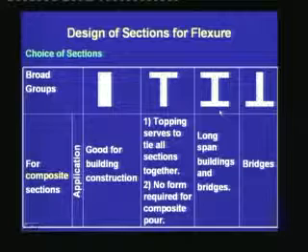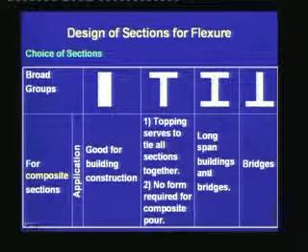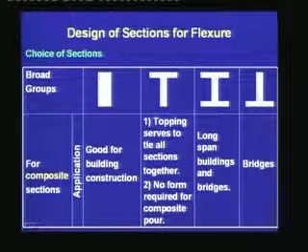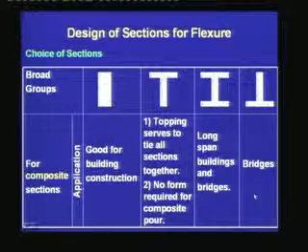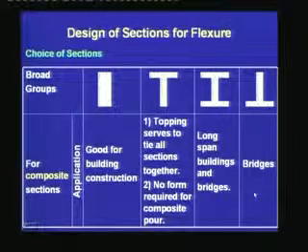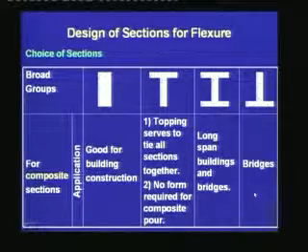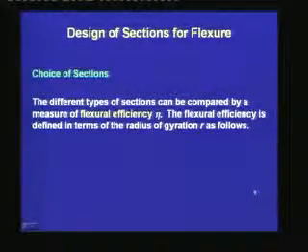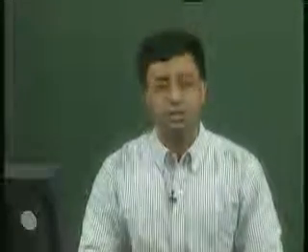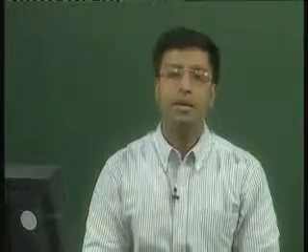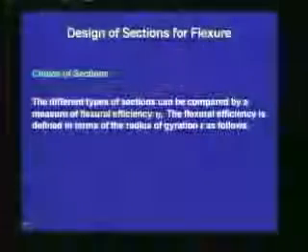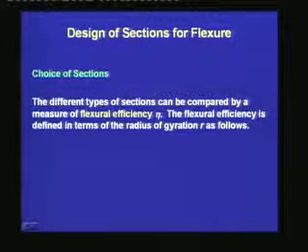The I sections, as a composite section, they are used for long span buildings and bridges. We have seen the application of box girders in bridges. The inverted T sections can be used in bridges with cast in place flange at the top. The different types of sections that we have seen can be compared by a quantity called flexural efficiency, which is represented by the symbol eta. The flexural efficiency is defined in terms of the radius of gyration as follows.